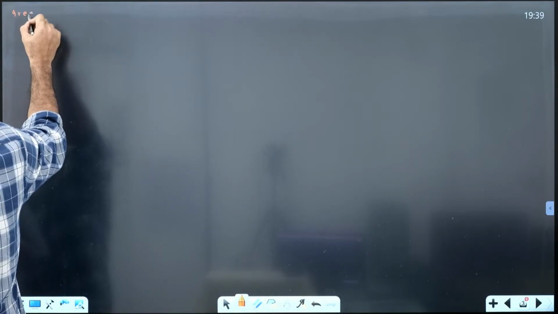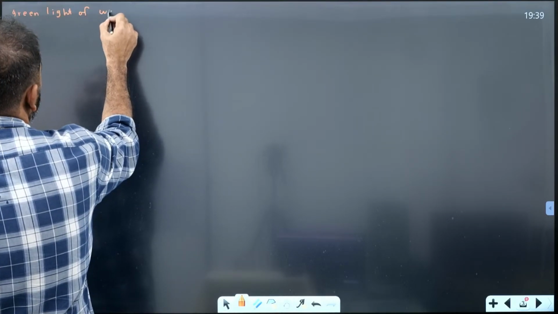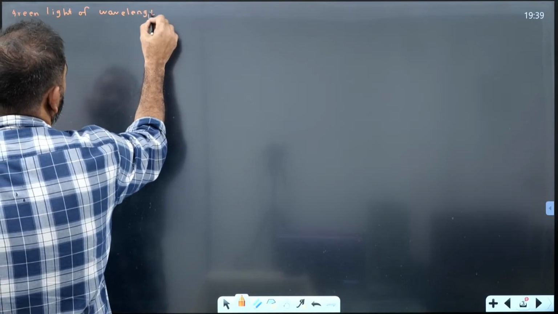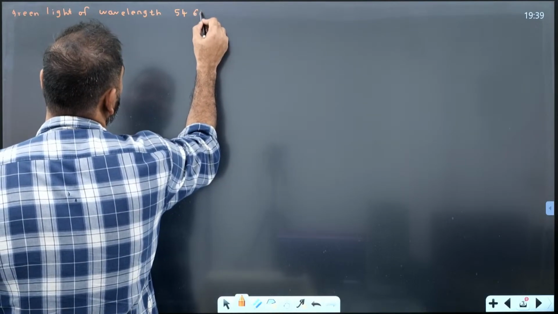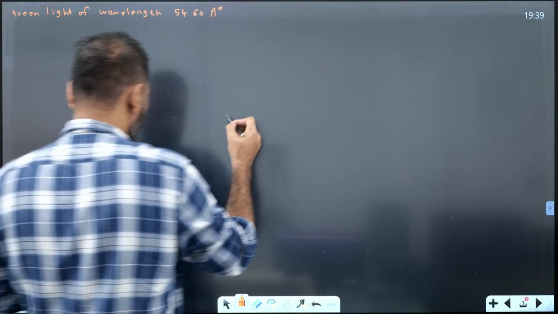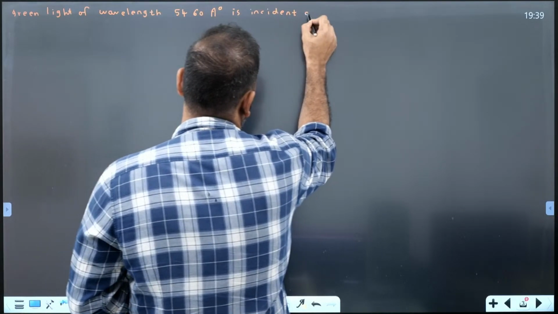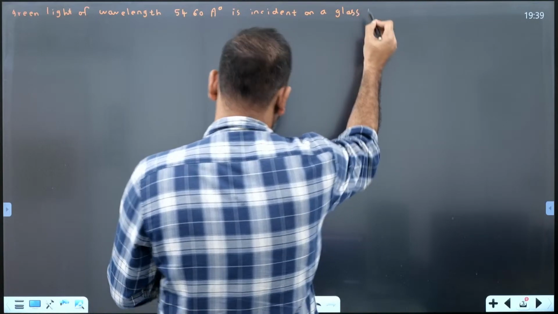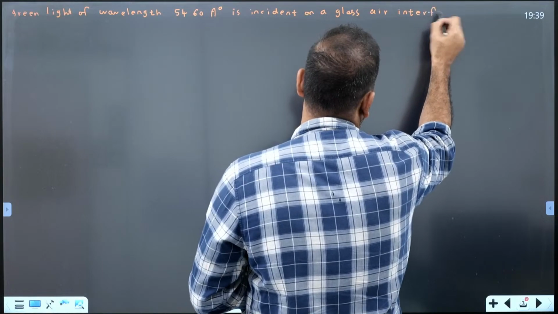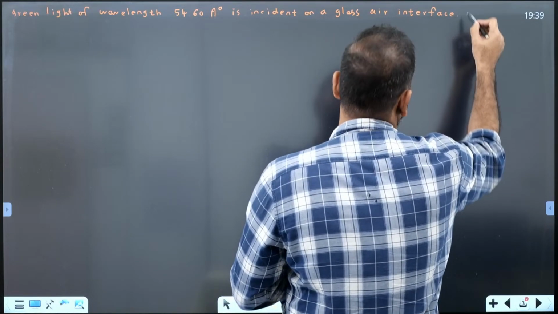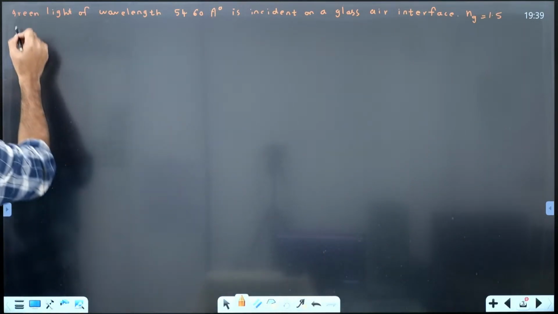Green light of wavelength 5460 angstrom is incident on a glass-air interface. Refractive index of glass is 1.5. The wavelength of light in glass is what?